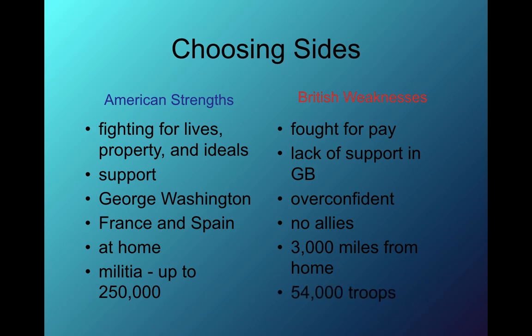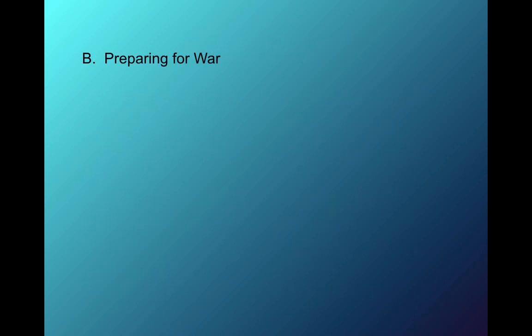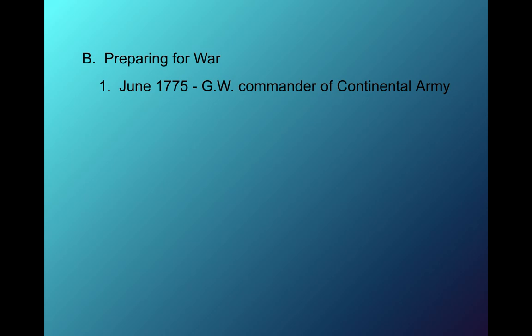And they're looking at about 54,000 troops, and we've already talked about how many, or at least some of those troops, weren't the cream of the crop. Some of them were criminals from England. Many of them were not the best of the best. They were just serving and fighting for pay, remember. So to prep for war, in June 1775, G-Dub is made the commander-in-chief of the Continental Army.